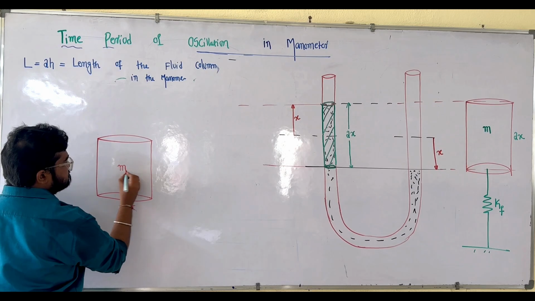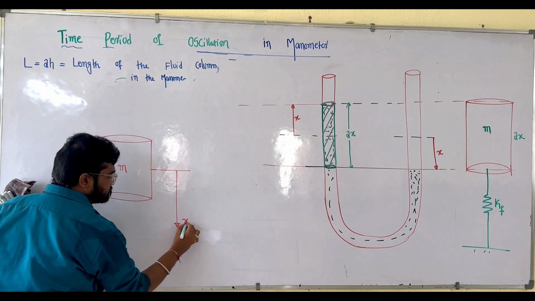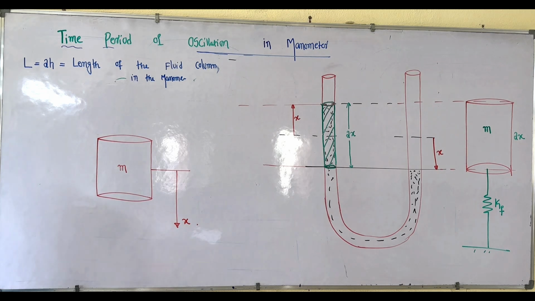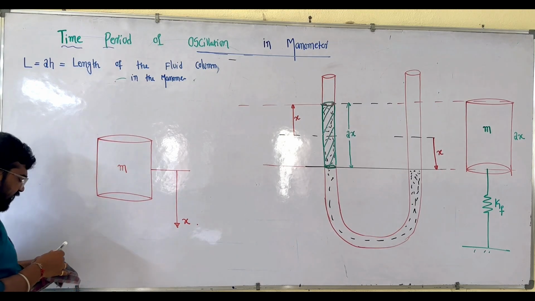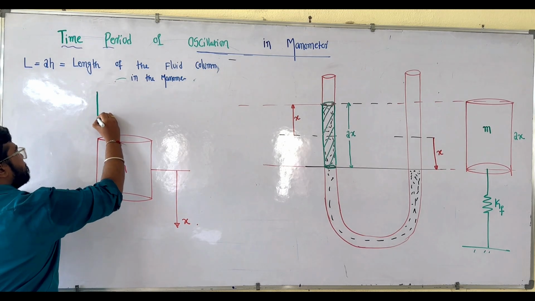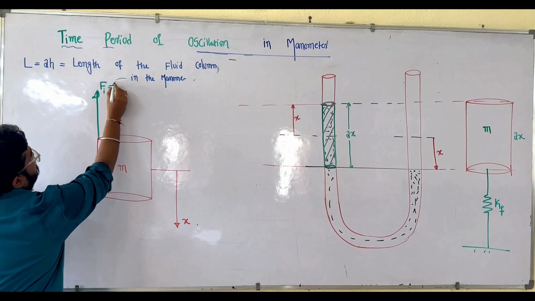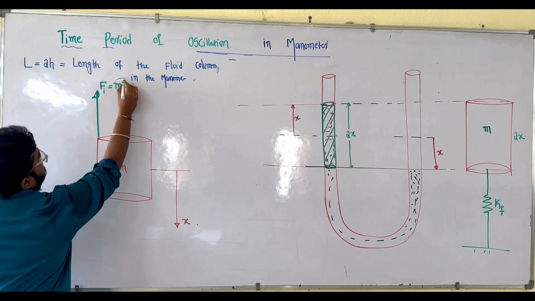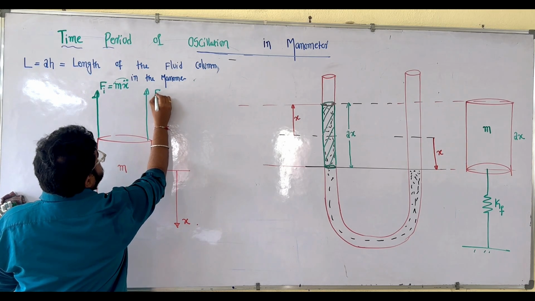This is the mass M. We need to give a disturbance. X is the disturbance. If I give a disturbance, the weight is balanced by the static force. Now, inertia force will be acting. Inertia force always acts opposite to the direction of motion. Next, here, buoyant force is acting.